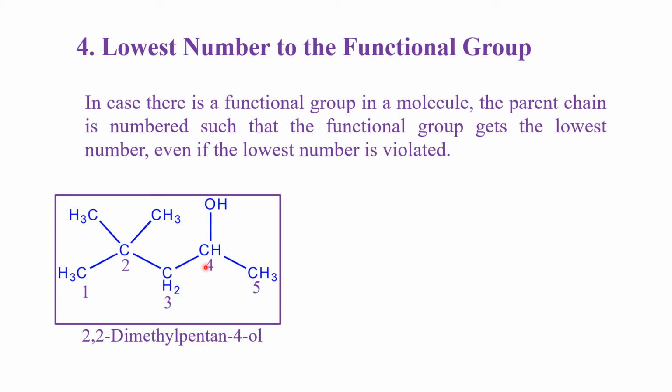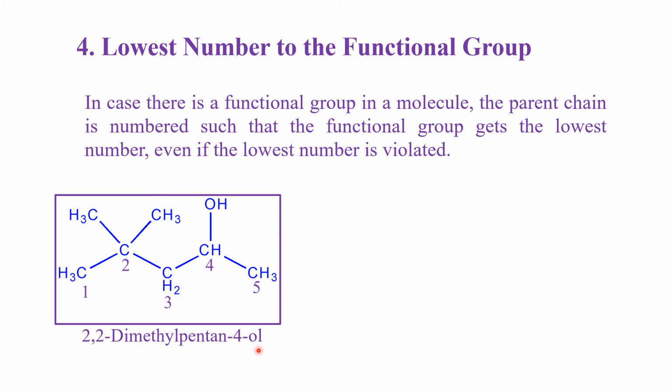So as per this, the name of this compound became 2,2-dimethylpent, as there are 5 carbons in the longest possible chain, pentane. As the functional group was attached to the fourth position, it was 4-ol. Ol is the suffix for hydroxyl group.